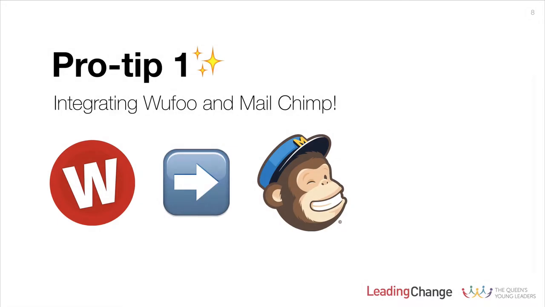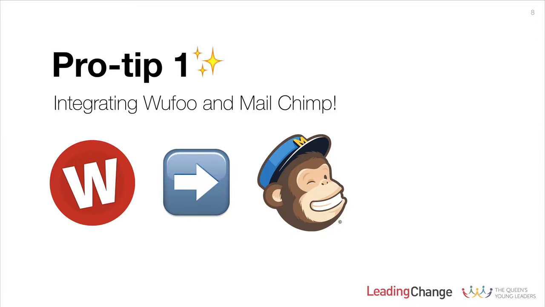Okay, pro tip number one is all about integrating WuFoo and MailChimp. Now, I want you to cast your mind back to the first video. The very first thing that we did when we got into MailChimp was to import our data. The way we did that was to go to WuFoo to export our data, to save the spreadsheet, to open the spreadsheet. We copied the data and we pasted it into MailChimp. Now, it's not very difficult, but it is time consuming.